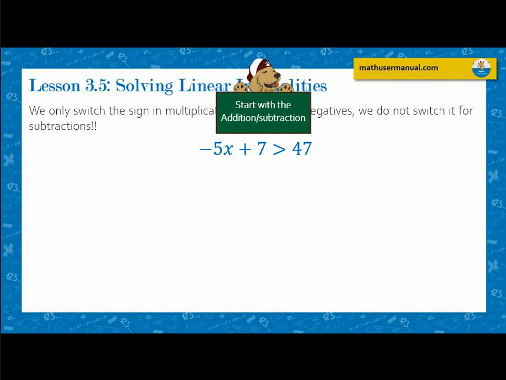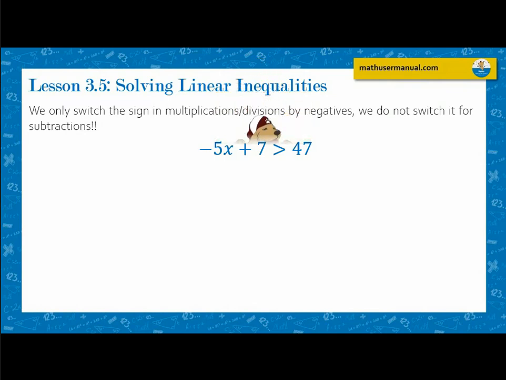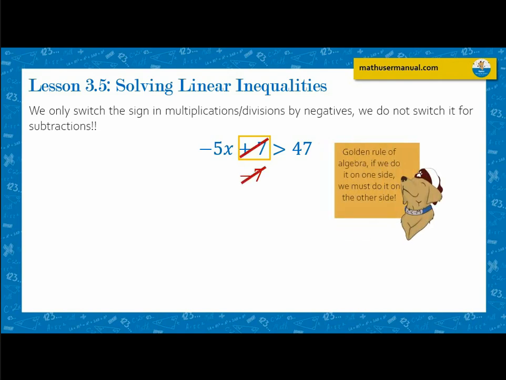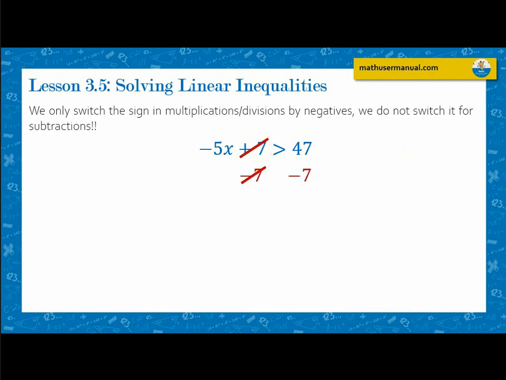We know that this is a two-step linear inequality, so we have to start with the addition and subtraction. That means we have to start with a positive 7, and the inverse operation of a positive 7 is a negative 7, so we can cancel. And let's just remember, we're going to keep showing these reminders every time that we can. If we subtracted by negative 7 the left side, we have to subtract by negative 7 the right side. 47 minus 7 is 40.